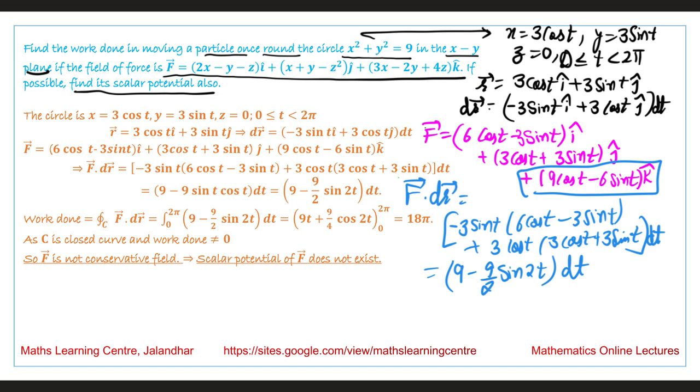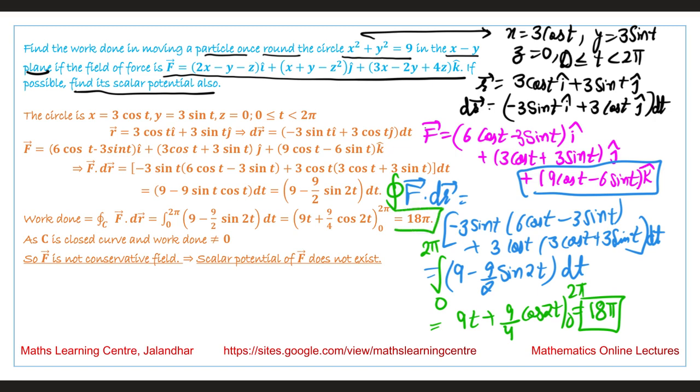Now if we integrate these values about the closed curve, that is we are varying it from 0 to 2π, the answer we obtain is equal to 9t plus 9/4 cos 2t, with limits varying from 0 to 2π, so the answer we get is 18π. So what we can see from here is that the integration about the closed curve of F dot dr is equal to 18π.